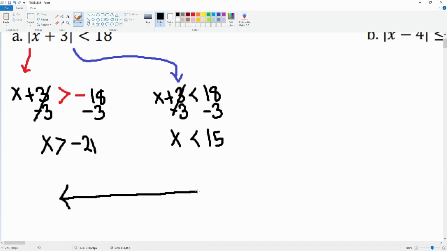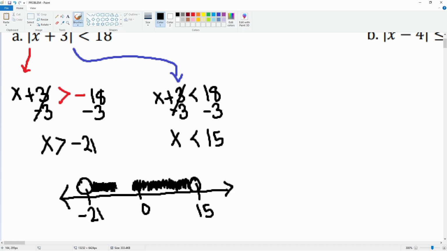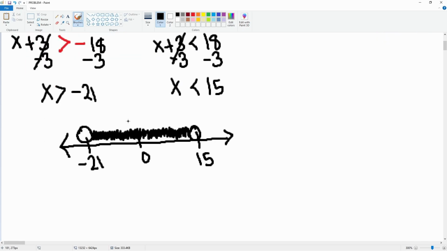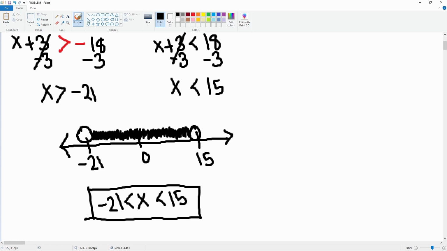So when we draw the inequality, here is 0, here's negative 21, here is 15. It is open on 15 and it says x is less than 15, so it goes all the way to the left. Then here it says x is greater than negative 21, so it's open here and it goes all the way to the right. Notice this is connected, so this is an AND. So you could technically write this as x is less than 15 and greater than negative 21. That is how you could write the inequality.